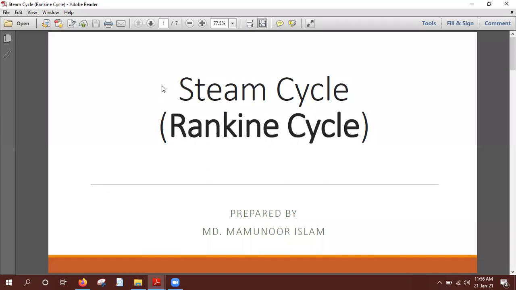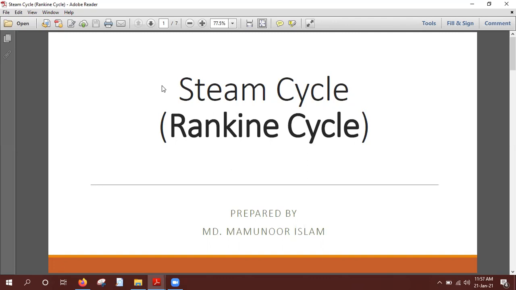My students, in our last class we studied different types of boiler operation and different auxiliary components of the boiler, that means boiler mountings and boiler accessories. We also saw in the previous two classes that in a steam power plant there is a cycle going on. The cycle moves from boiler to turbine to condenser, then condenser to pump, and then pump to boiler again.